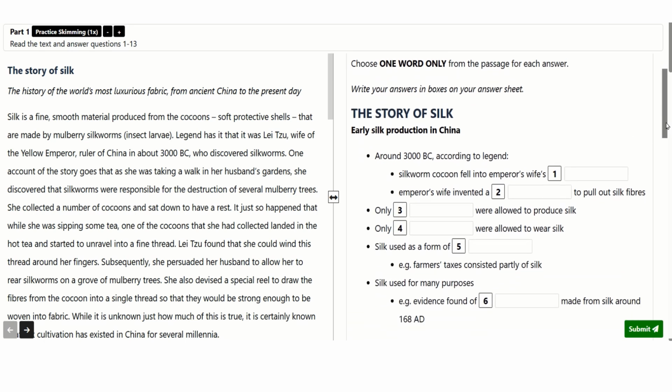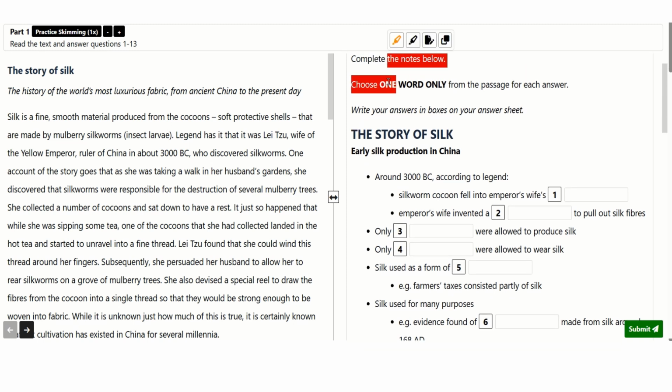Students, today we are going to solve the first passage of Cambridge 11 test 3. First we need to mark keywords. There are two types of keywords. First one, to find location. So whenever we find location we just scan. Second one, to find your answer.